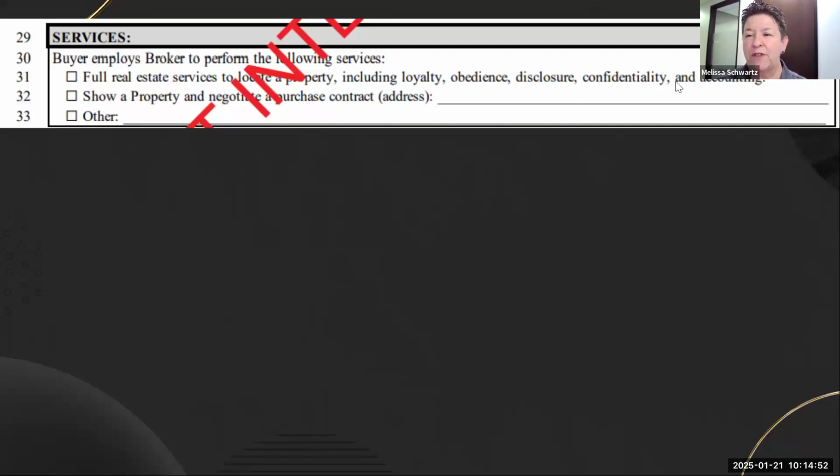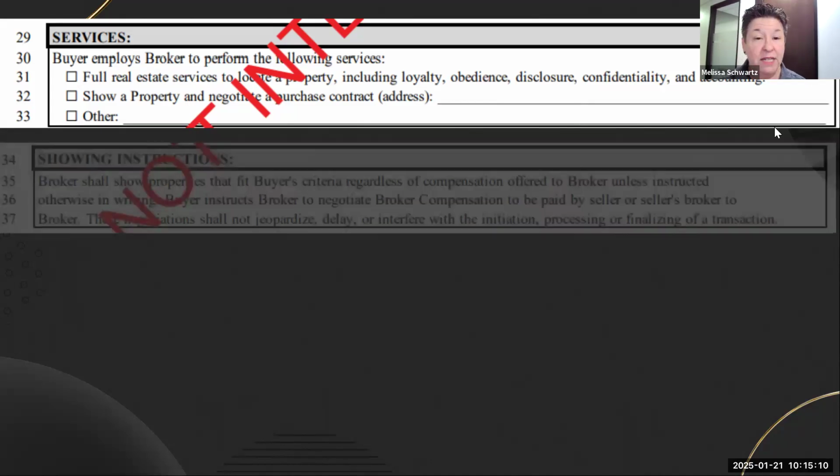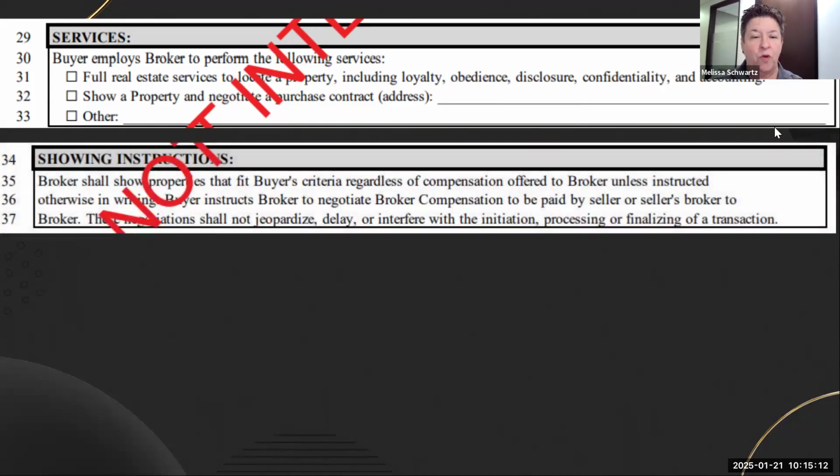All right, let me move myself out of the way here for just a second. Services, buyer employs broker to perform the following services. So they do have show a property and negotiate a purchase contract. You can put the address there. They've just combined these. There's not a separate form for it. Okay, does that make sense? So it is there, but it's one form only.